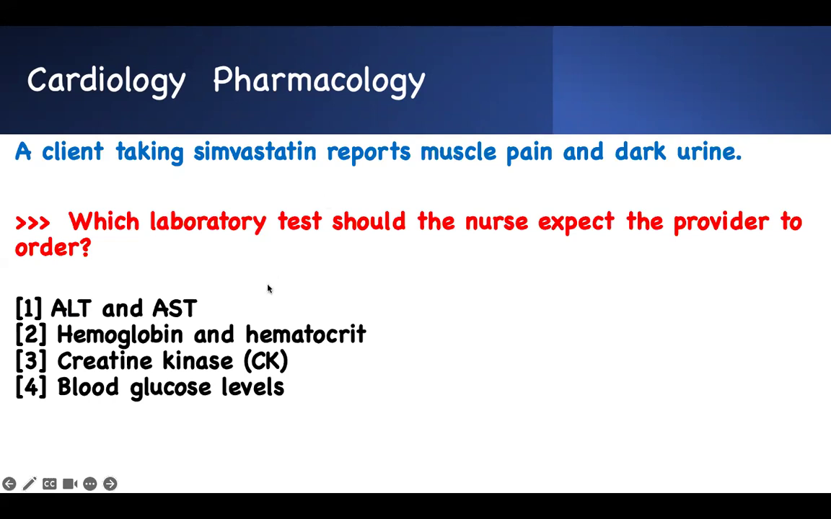AST, ALT, they will deliver. It's not a priority. Hemoglobin, hematocrit, that's bleeding. It's not the problem. Blood glucose is going to be elevated, like I told you, it's not a problem. But creatinine kinase elevation, that's my rhabdomyolysis. So the answer choice is 3.